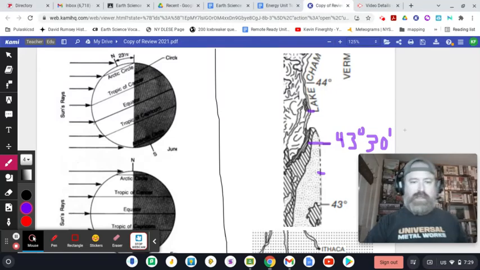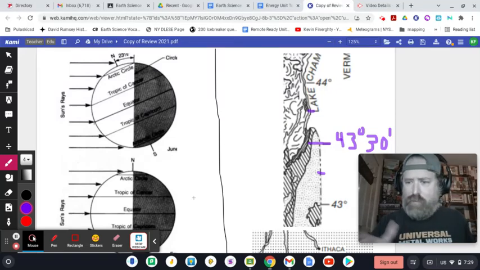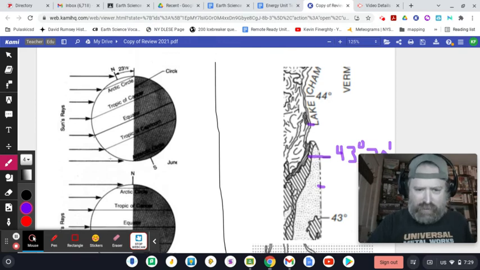All right, everybody, welcome to Earth Science. Second part of the review sheet. Again, should be a fairly easy one. And this diagram may remind you of seasons.